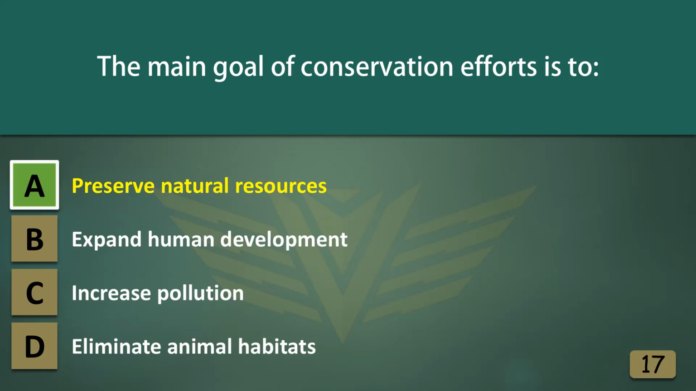The correct answer is A. Preserve natural resources. The main goal of conservation efforts is to preserve natural resources for future generations while maintaining a balance between human needs and environmental health.